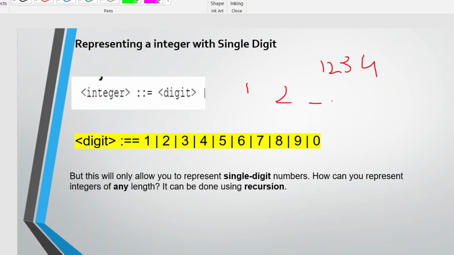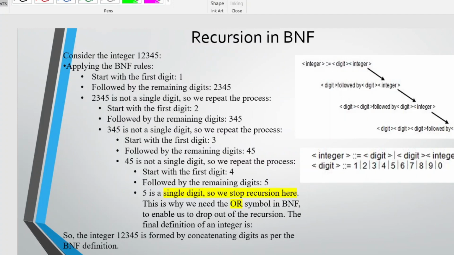Now what is recursion? Basically recursion, if you remember, is a function that calls itself, right? It is a little bit different concept than repetition. It's not repeating. Basically the function is calling itself again and again until a specific condition is reached. Okay, so now let's take an example of the integer 1, 2, 3, 4, 5, right? How is it going to start? So first, if we follow this rule, what is the rule? That integer is defined by digit integer.